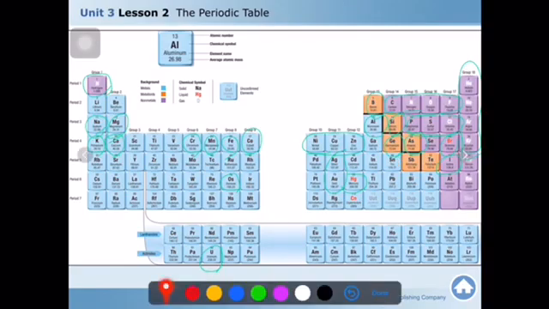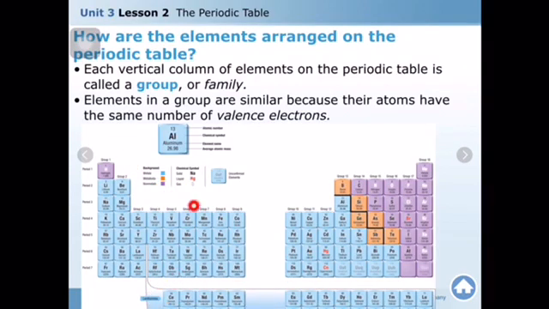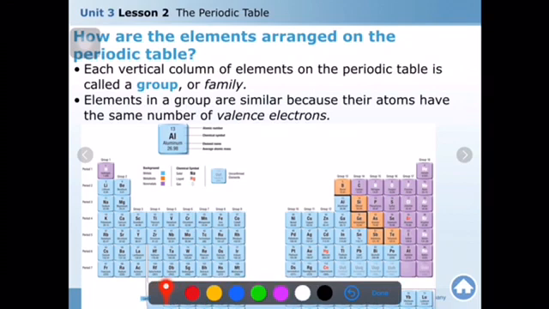Okay, let's move. Each vertical column of elements on the periodic table is called a group or family. Why are they called a group? Because they have the same chemical properties. In group 1, all of them have the same chemical properties. In group 18, for example, all of them have the same chemical properties, and also most of the physical properties as well. Why? They make the same type of reaction with other elements. I will explain furthermore.